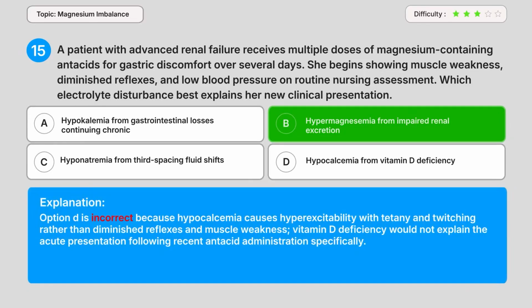Option D is incorrect, because hypocalcemia causes hyperexcitability with tetany and twitching rather than diminished reflexes and muscle weakness. Vitamin D deficiency would not explain the acute presentation following recent antacid administration specifically.